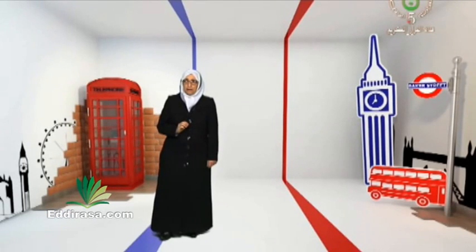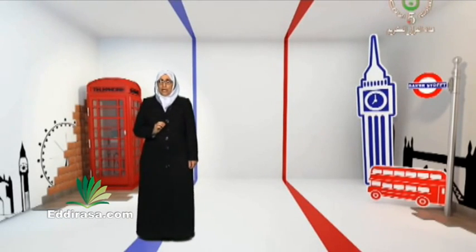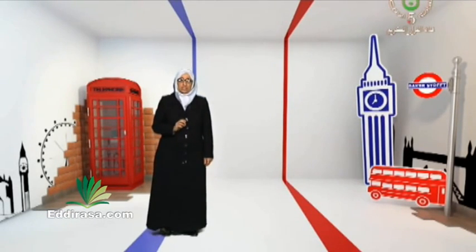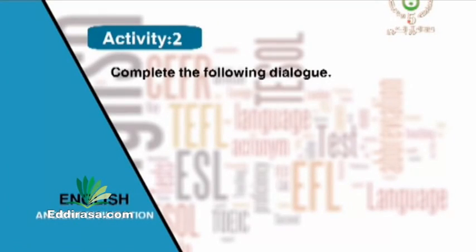This was our first activity. Now we'll move to the second activity, which is a dialogue completion. You very often have this type of activity at the back exam. Let's start. Complete the following dialogue. First, read all the dialogue.